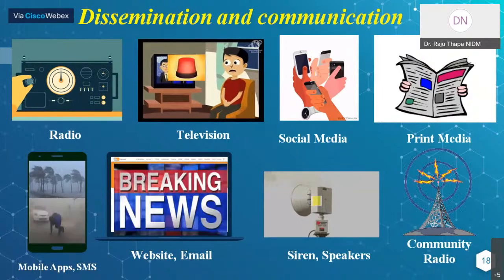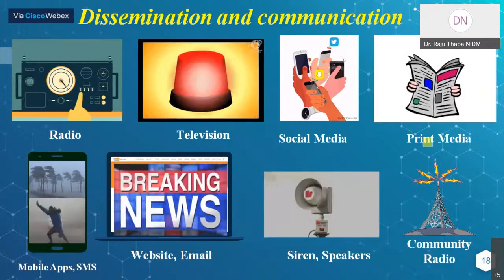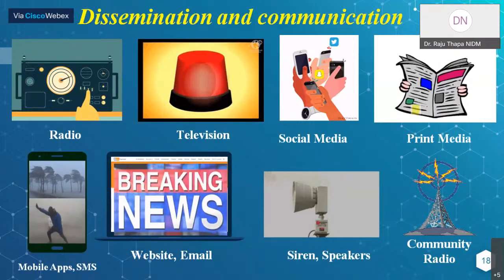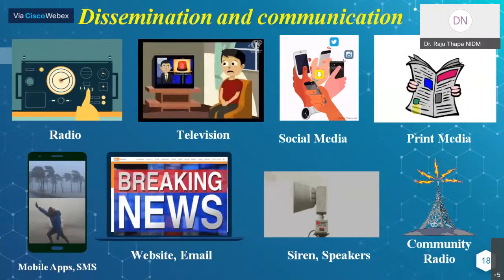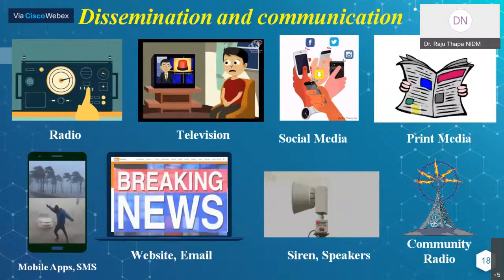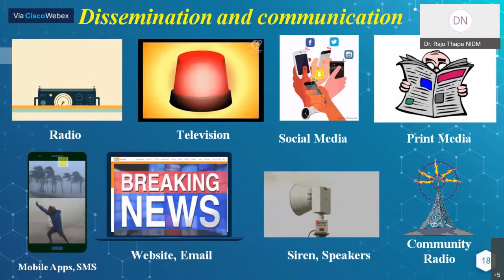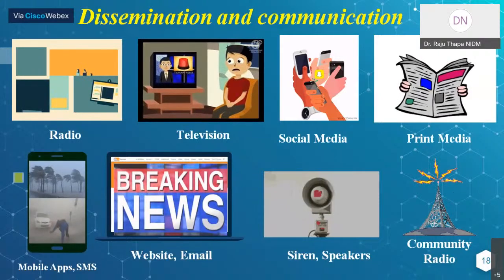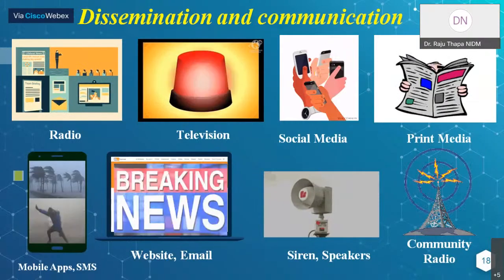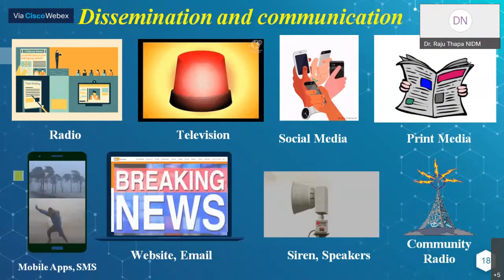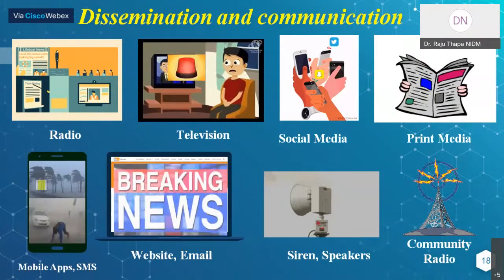importance. For some disasters, print media also has a very important role to play, suppose in a cyclone. But for some disasters like the earthquake, which are very sudden and sometimes very hard to predict in advance, print media can be limited. But with the advancement of mobile technology, mobile apps, SMS, all that technology has provided a platform where information can be disseminated very quickly to a large number of people.